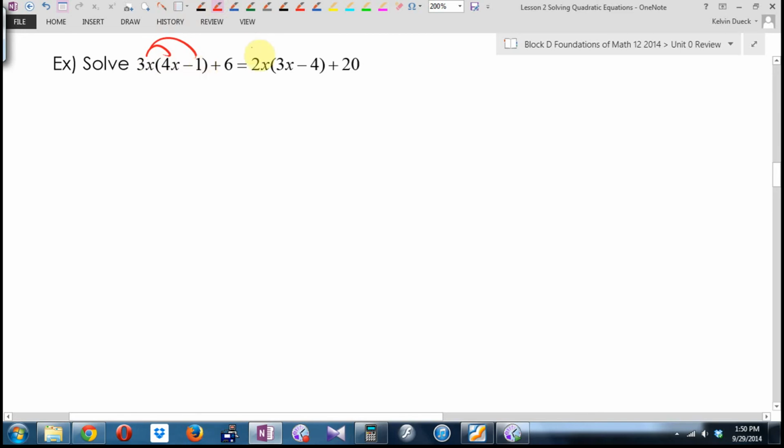So I'm going to get, by the way, drawing those 2 loops in front door, whatever your teacher called it, but drawing those 2 loops, good bang for your buck. That gets rid of most of my mistakes in expanding brackets, I find. 12x squared minus 3x plus 6 equals 6x squared minus 8x plus 20.